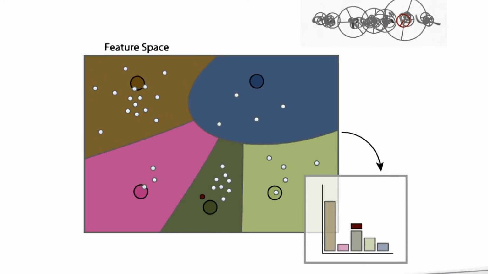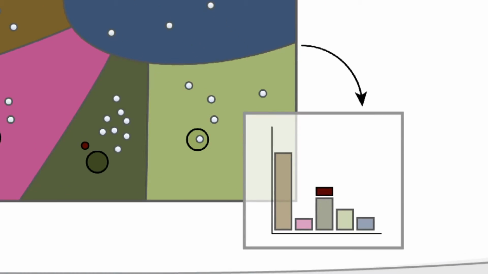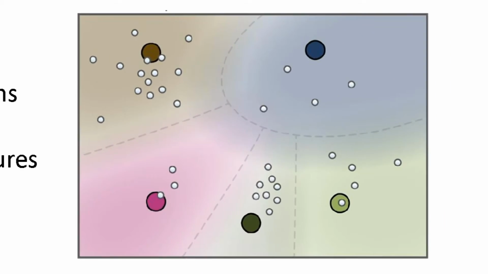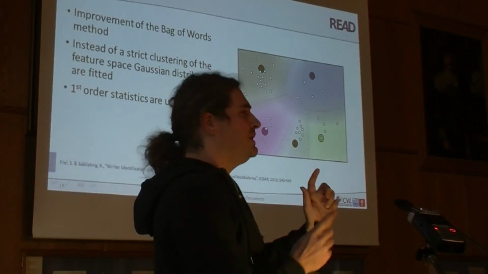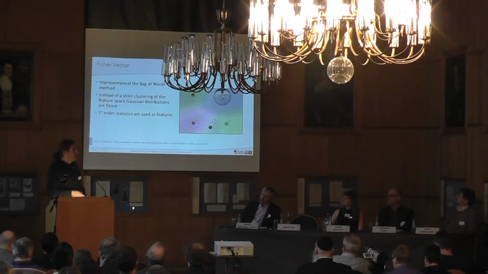So, for example, for this SIFT feature here, it's located here in the feature space, and this bin is raised by 1. The problem here, and this is the next method we use, is that we have an improper description of the feature space, because we have strict boundaries. So we use GMMs, Gaussian mixture models, for the separation of the feature space, so that for this feature, we can calculate the influence of these points to this feature, and so we get a more precise description of the feature space, and then use some first-order statistics as feature vector. So these are the methods I wanted to present for writer identification.